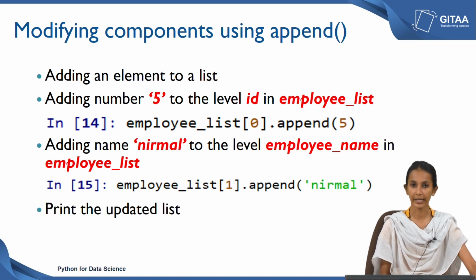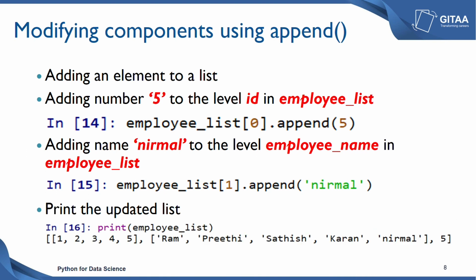If you print the updated list, now it will have 5 IDs: 1, 2, 3, 4 and 5, and we have 5 employee names: Ram, Preeti, Satish, Karan and Nirmal, and also the number of employees is 5.